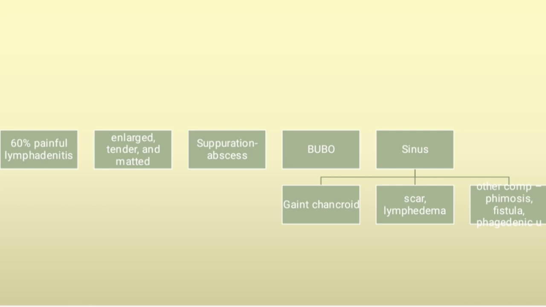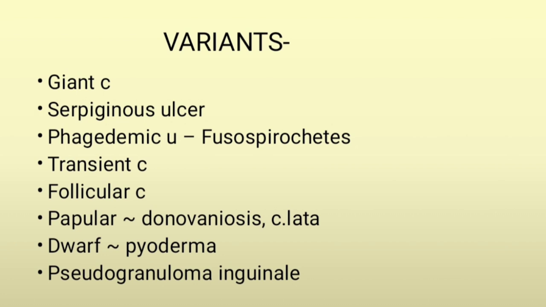The variants of chancroid include giant chancroid, where a single large chancre is present with peripherally advancing edges, or serpiginous ulcer, or phagedenic ulcer caused by secondary infection by fusospirochetes, which cause a rapidly progressing necrotic ulcer. Transient chancroid, which usually disappears in a few days.